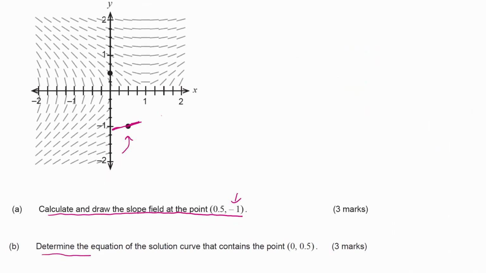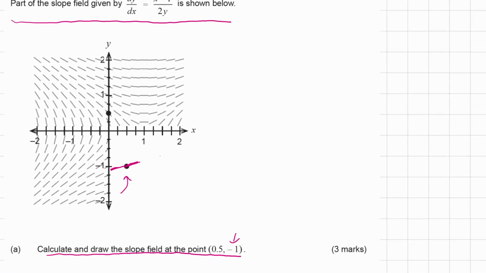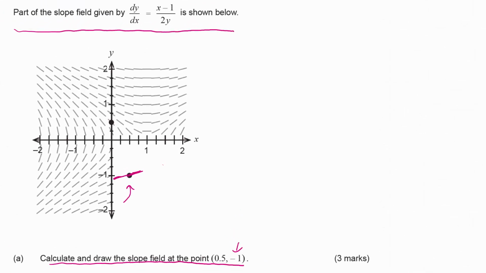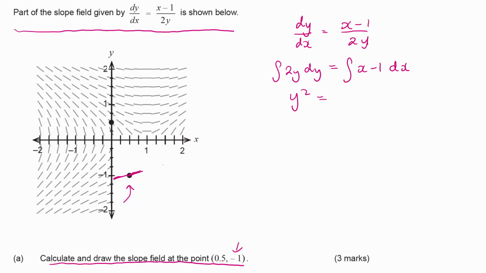Now we want to determine the equation of the solution curve that contains the point (0, 0.5). So I'm going to work in this area up here. dy/dx is equal to (x - 1)/(2y). We can separate and integrate. So the integral of 2y dy is equal to the integral of (x - 1) dx. So that gives me that y squared is x squared over 2, take away x, plus some constant.